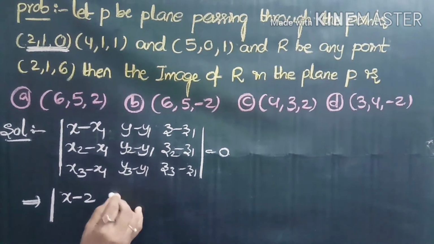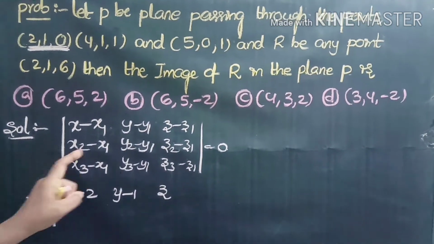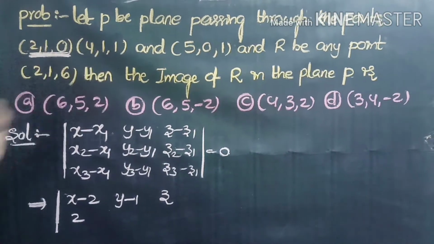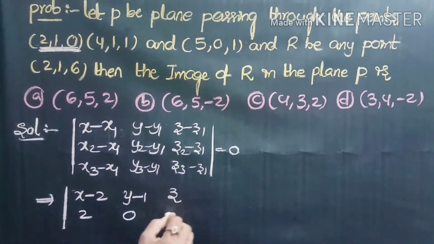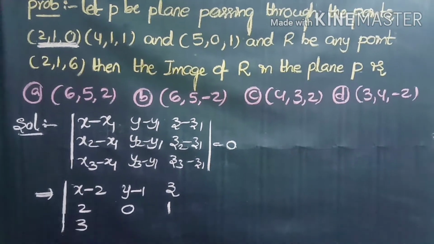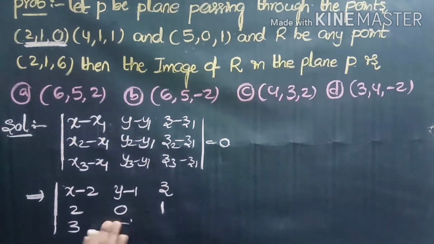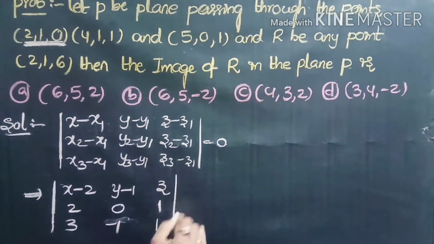That is x minus 2, y minus 1, z minus 0, that is z. Then x2 minus x1, 4 minus 2, 2. y2 minus y1, 1 minus 1, 0. z2 minus z1, 1 minus 0, 1. And next x3 minus x1, 5 minus 2, 3. y3 minus y1, 0 minus 1, minus 1. And z3 minus z1, 1 minus 0, 1, equal to 0.